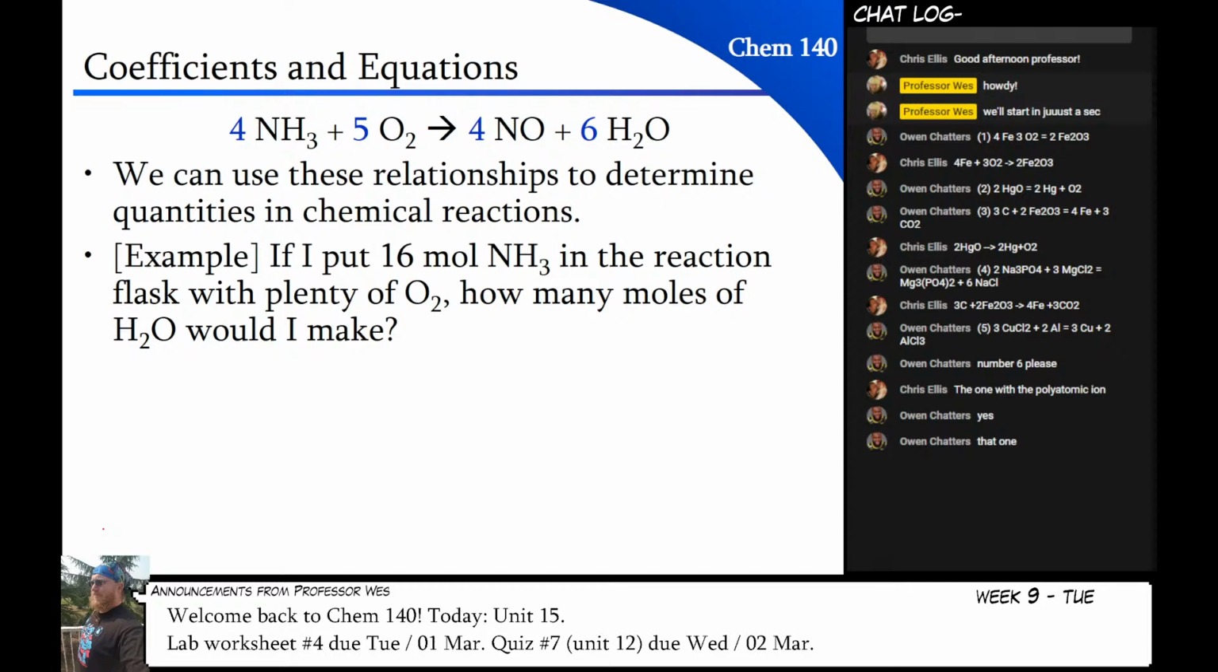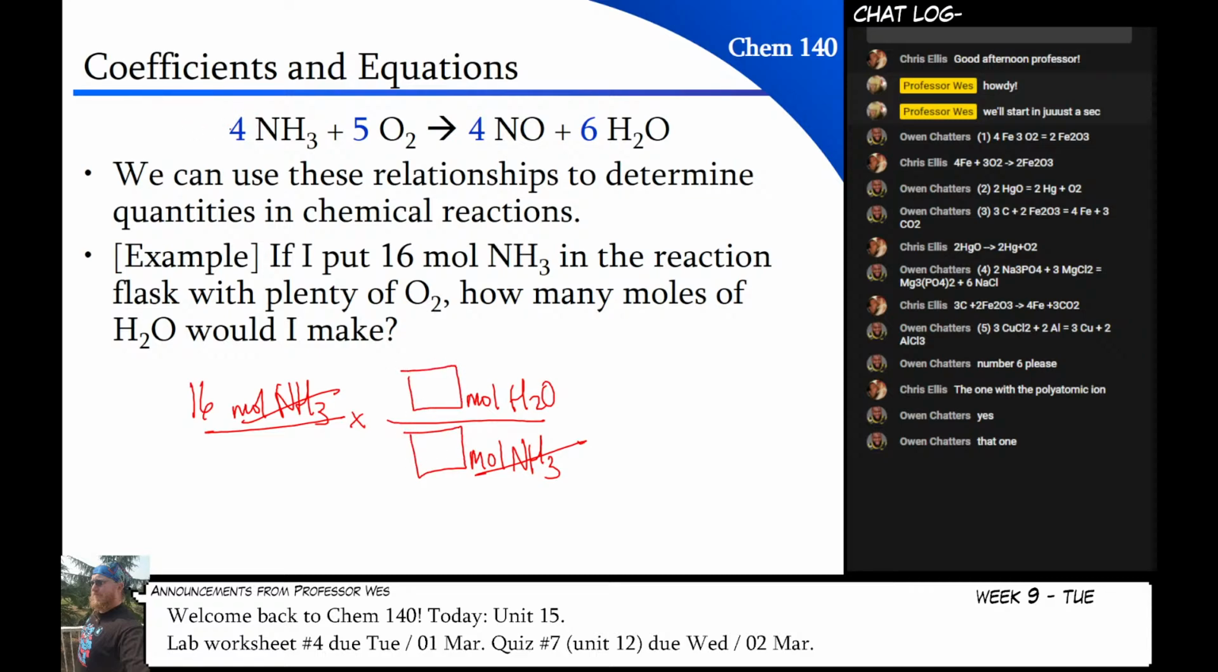So for instance, if I have 16 moles of ammonia, and I want to put in there abundant oxygen, that is, all the oxygen that I need to react with the 16 moles of ammonia, how many moles of water would you make? Well, you do the same type of stoichiometry, or that's the next word we're going to talk about. You do the same type of dimensional analysis that we would normally do. Cancel out the units. And then, what numbers go in these blanks right here?